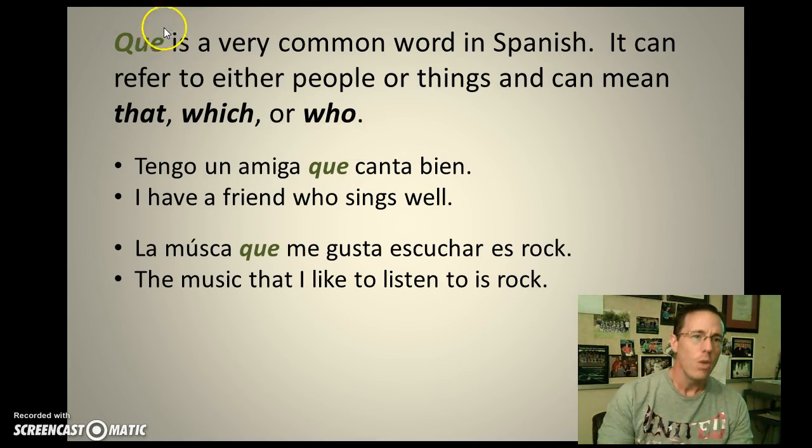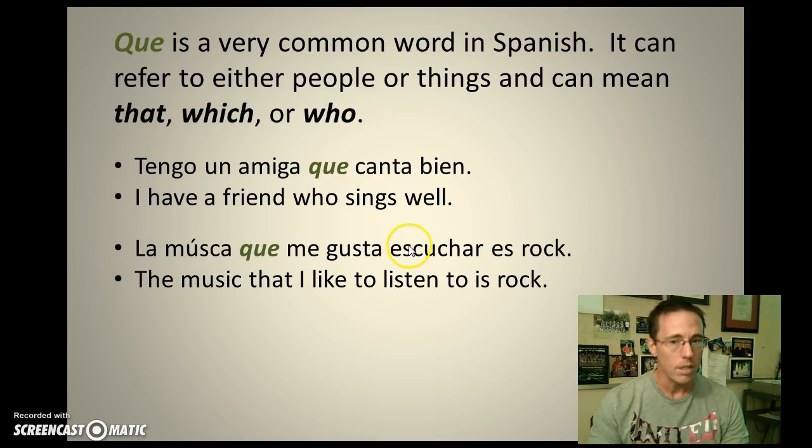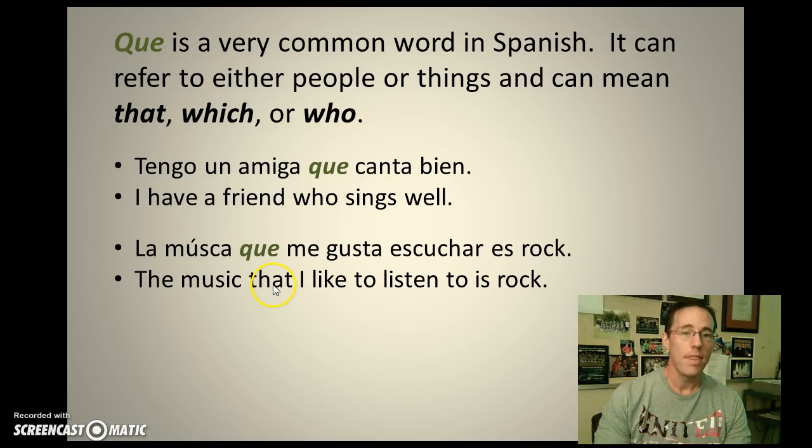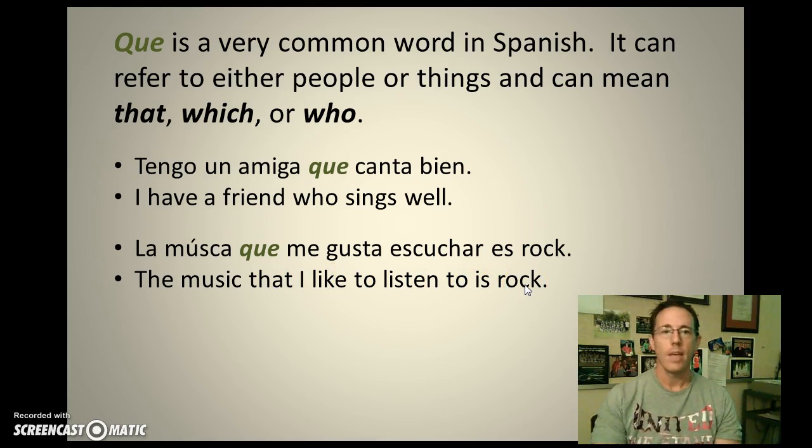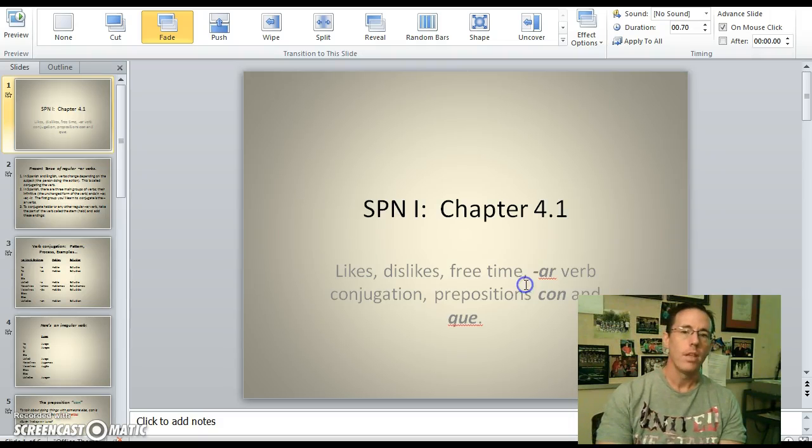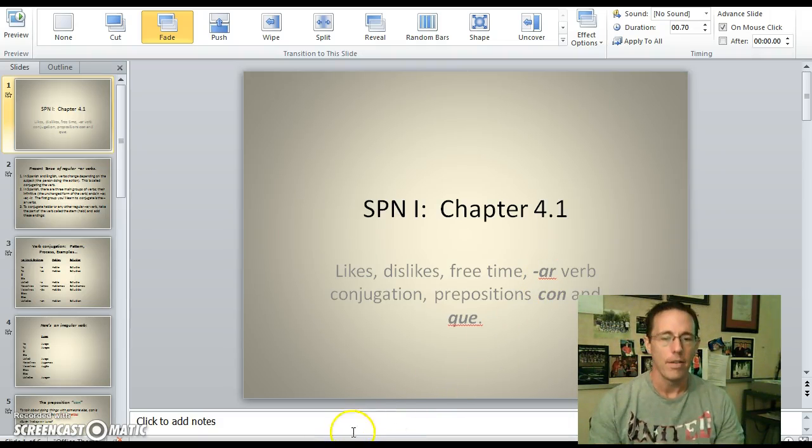So when you have que without an accent, if it doesn't have an accent, that means it's going to be this connecting word, that, which, or who. Example, la música que me gusta escuchar, that's rock. The music that I like to listen to is rock. Just another example.